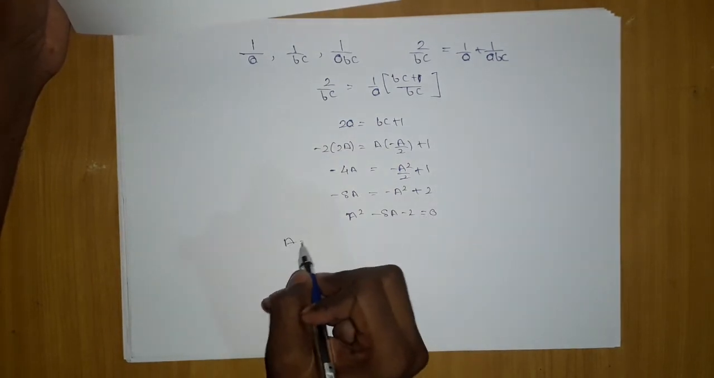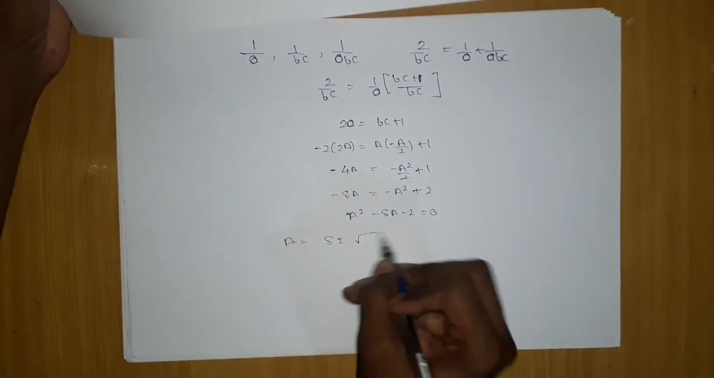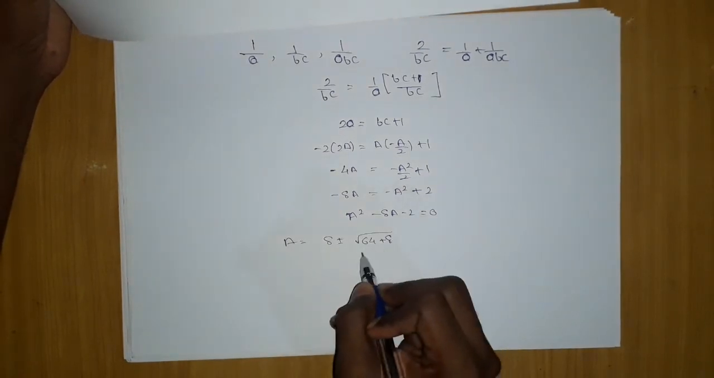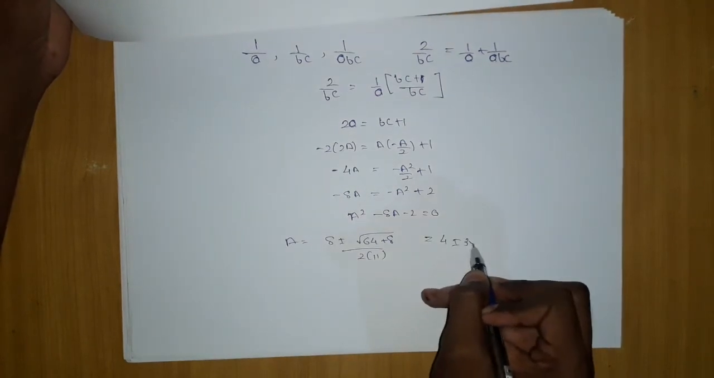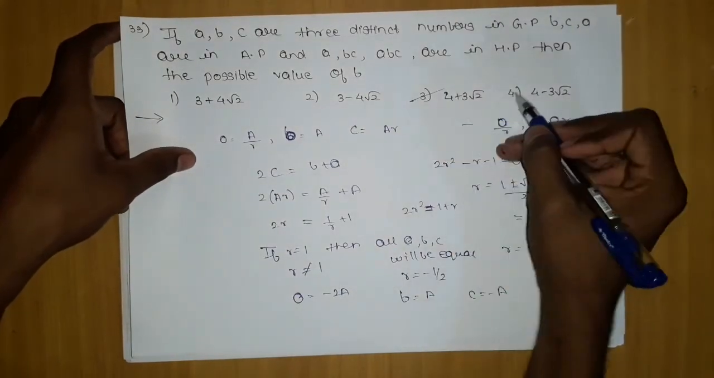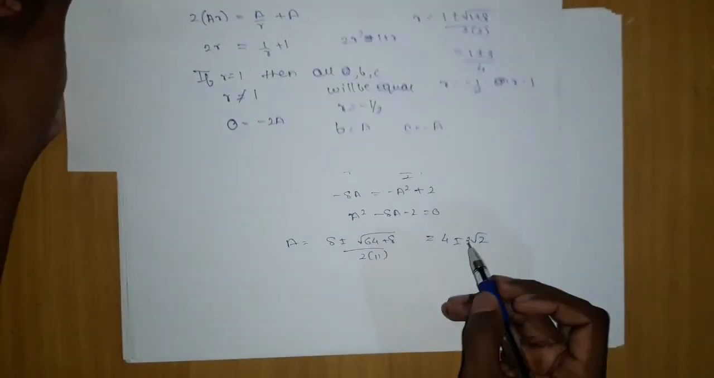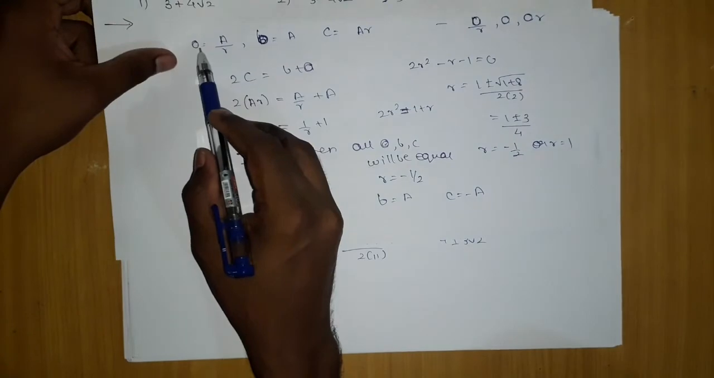If I try to get the A value, 8 plus minus under root 64 plus 8 upon 2 into 1, which will give me 4 plus minus 3 root 2. Okay, so the only A values which are possible here are 4 and 4 minus 3 root 2. Okay, here what we did, we calculated these things.